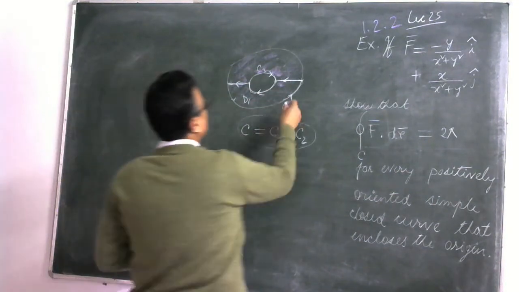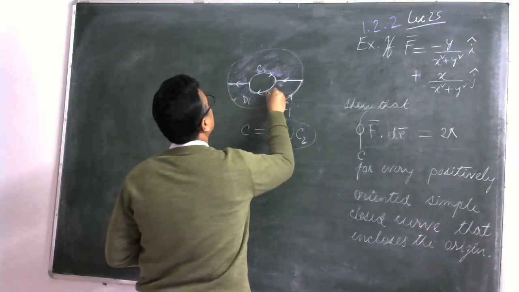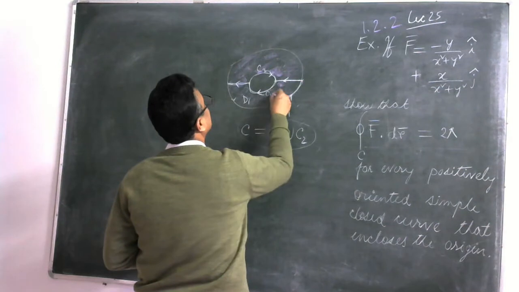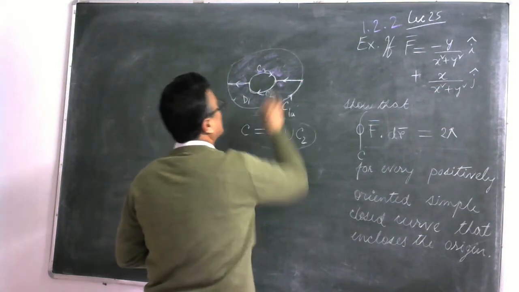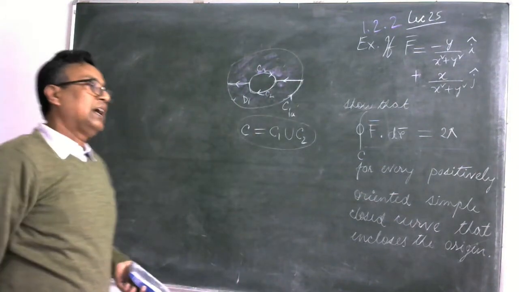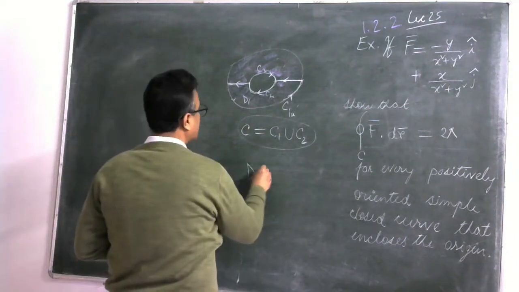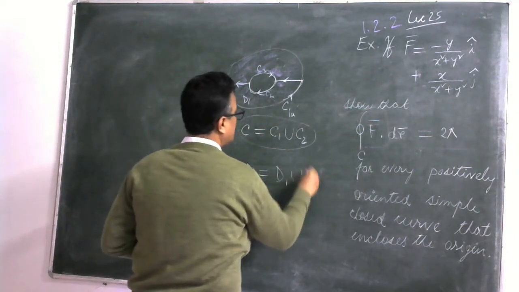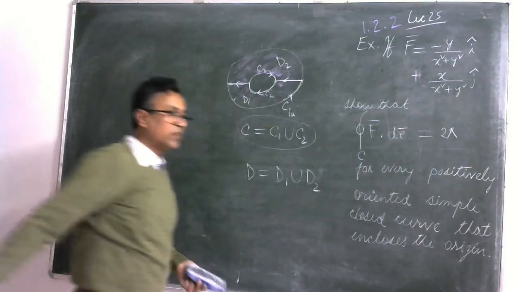Now let me call this part of C2 as C2A, and this part of C1 as C1A. Likewise, for the other part, I'm going to call it C1B and C2B. Basically the original region D is nothing but D1 union D2, where this is D1 and suppose this is D2.